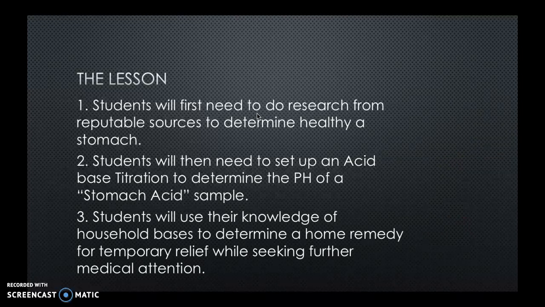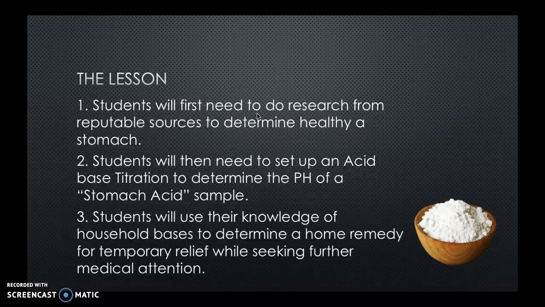Students will then use their content knowledge of household bases to determine a home remedy. That will give them some temporary relief until they're able to go in and get medical attention. One common household base that you see a lot is baking soda. Baking soda, when you consume it, is not harmful to your body like many of the strong bases, so you could safely consume enough of it to regulate the pH of your stomach until you're able to go in and get medication to help your body self-regulate.